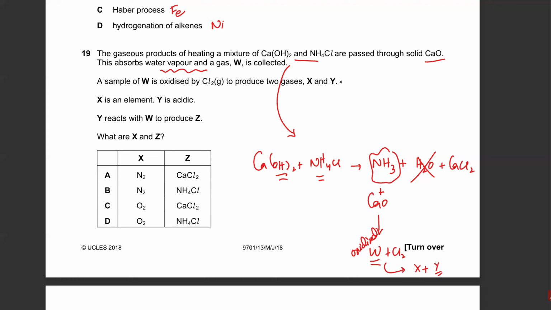Yeah, W has to be ammonia, right? That's the only thing that makes sense. And he says that W, which is ammonia, reacts with Y, which is acidic. So Y must be HCl then, I guess. So it would form an ammonium salt. So it's NH4Cl. Yes, I guess it's going to be B.